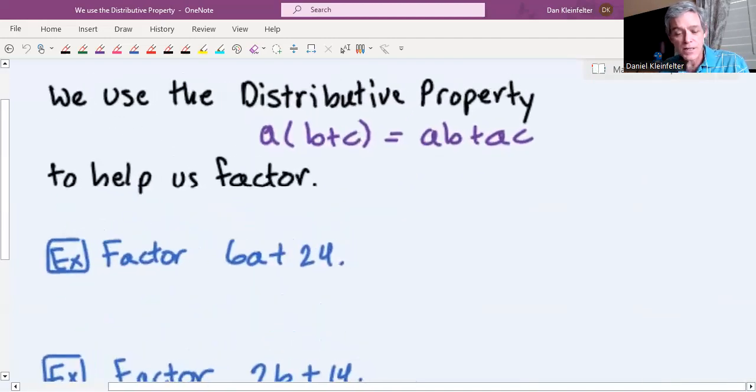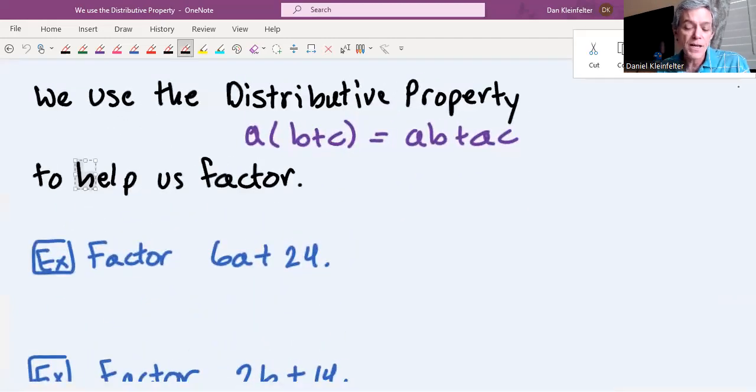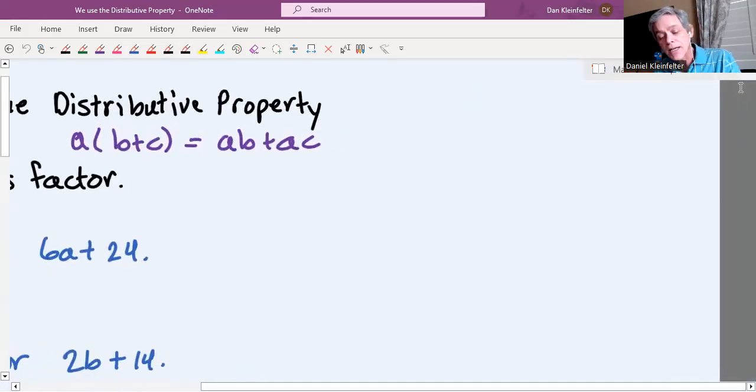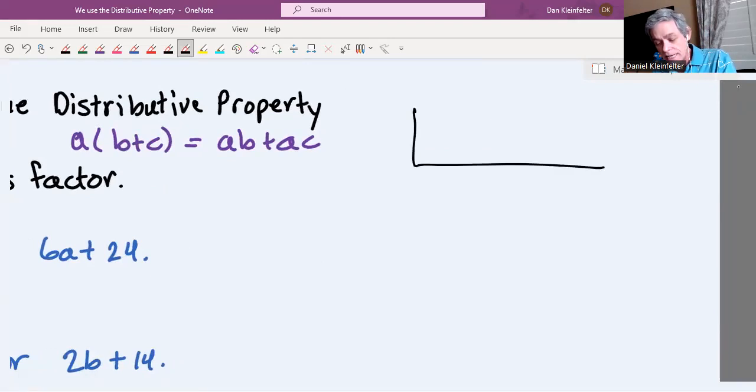So let's remember the distributive property briefly. The distributive property lets us turn or reverse order of operations in a way. If we have a multiplied by the sum of b and c, we can rewrite that as the sum of two products, that is a times b plus a times c. That is how you can think of the distributive property.